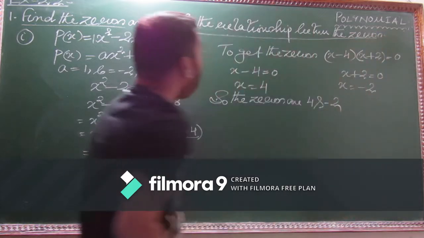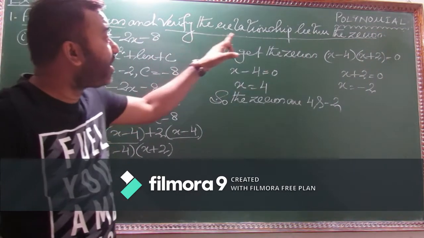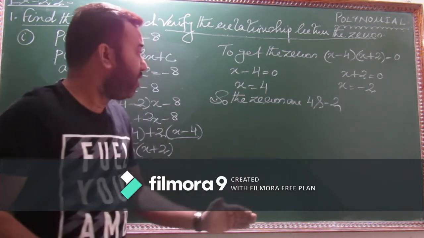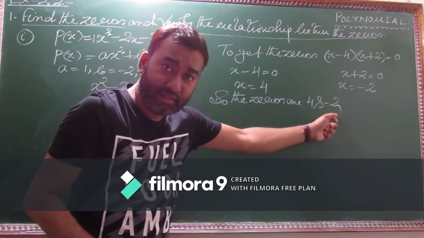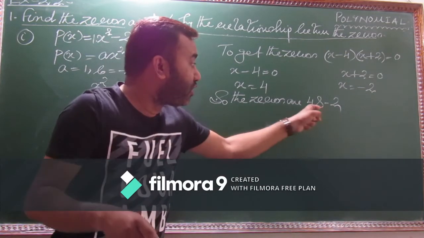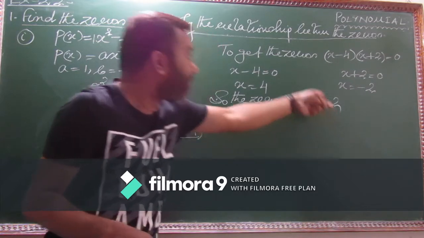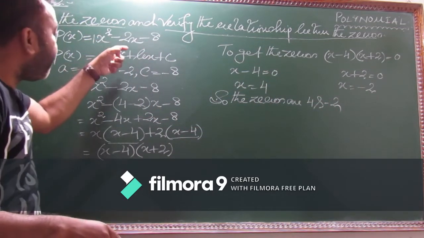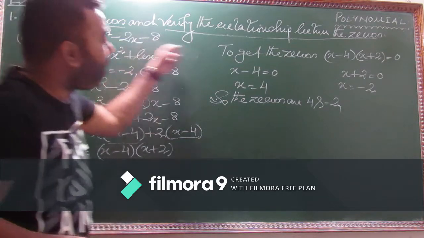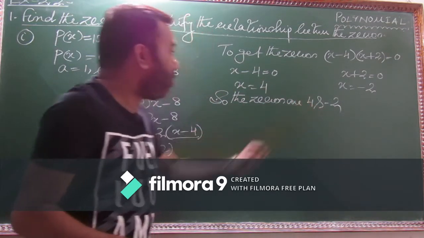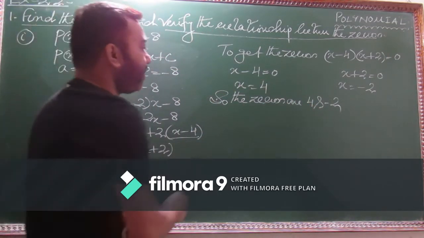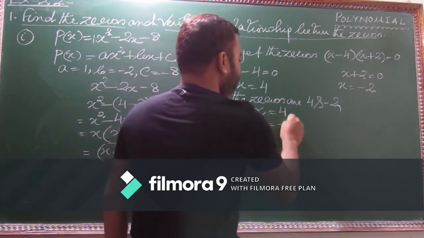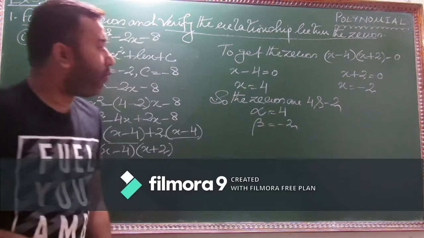What is the second part? Verify the relationship between the zeros and the coefficients. That means I need to find the relationship between these zeros and the coefficients. So to do that, let me consider the first zero alpha is equal to 4 and the second zero beta is equal to minus 2. Now what do I need to find?